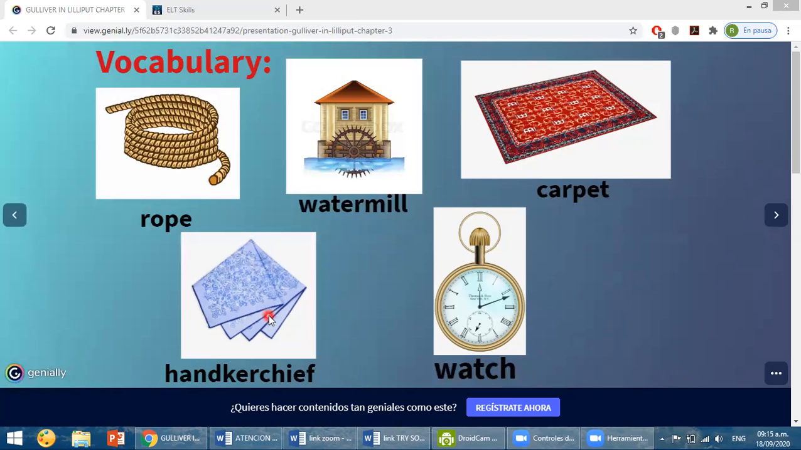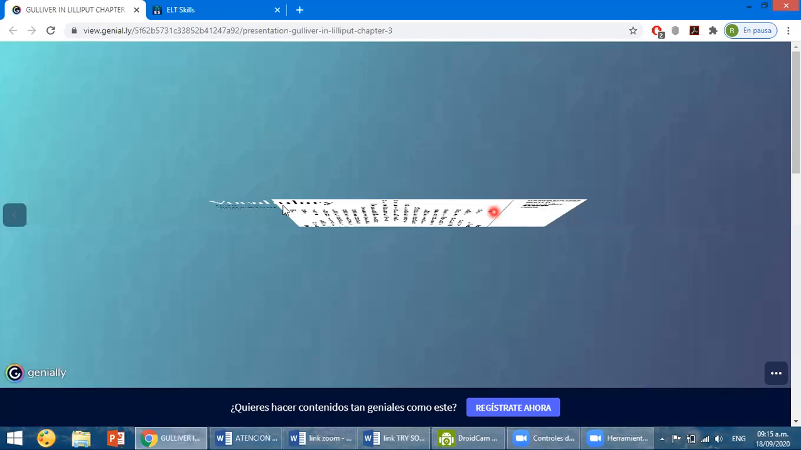Handkerchief. Handkerchief is this. It's a piece of cloth that in the past people used to clean the nose, to clean the mouth. Okay, that is a handkerchief. Pañuelo? Yes, that is. And a watch. You know, this is an old watch. Okay? Now, please, help me to find these words, okay?